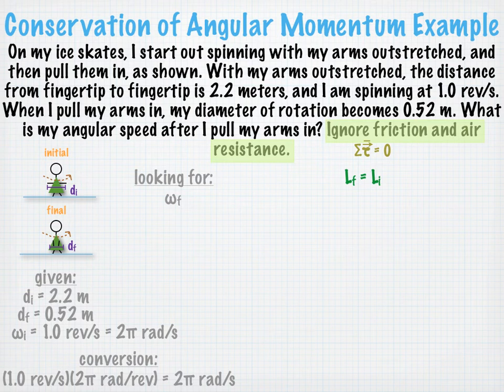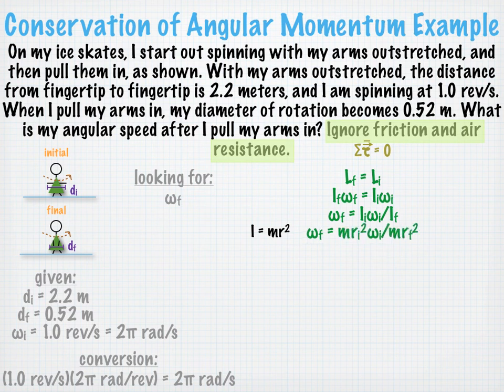Angular momentum is equal to I times omega, so we'll substitute that in. Now we'll solve for final angular speed, since that's what we're looking for. We have a value for omega initial, but what about for I initial and I final? We'll use I equals m r squared as an approximation. So we'll substitute that in. Now we can cancel mass out, which gives us this expression.